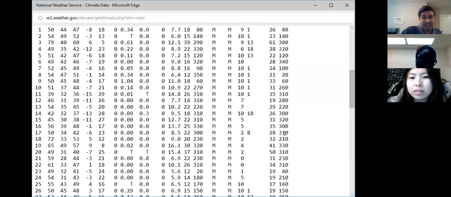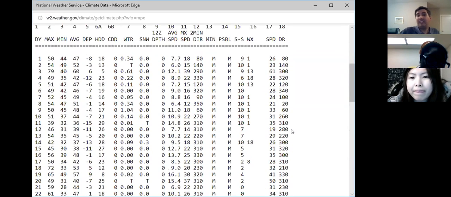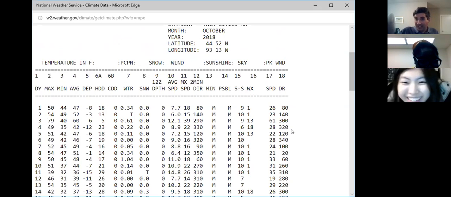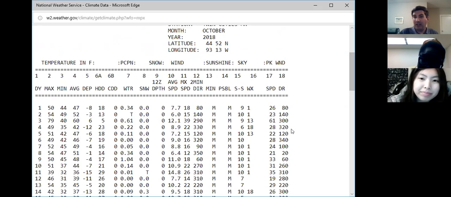Yep, I see it. So yep, in the first column you have the dates, in the second and third you have the high and low. Oh, and then you have the average in the fourth column. That's really what you want. And an HDD. Yeah. Oh yeah, even better. So it has HDDs and CDDs. So you can just use that information to make some guesses about the trade.